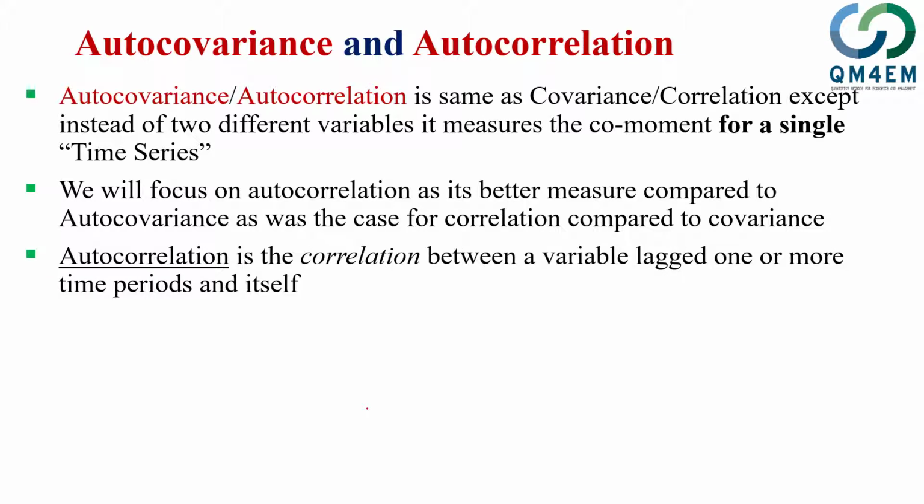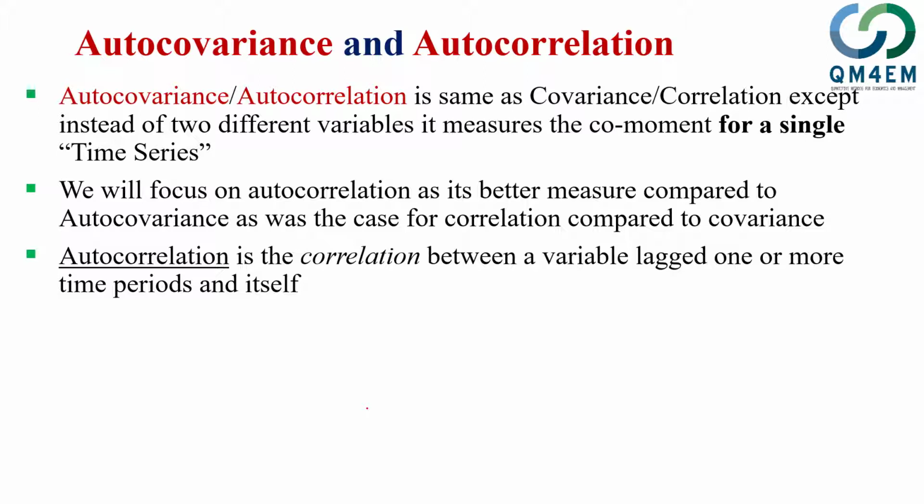Autocorrelation refers to a correlation between a variable lagged one or more time periods and itself. Let's contrast it with correlation. In correlation, we measure the co-moment or the relationship between two variables, how these two variables move together over a period of time. Now in autocorrelation, we ask how one variable is correlated with the same variable measured in a different time period, one or two time period lag. Lag refers to the previous value.